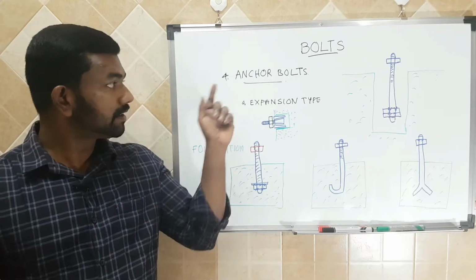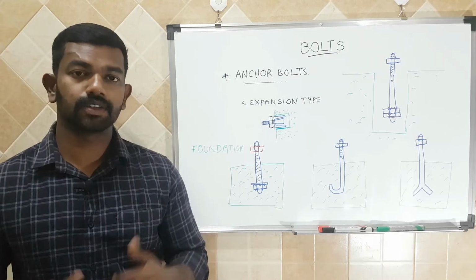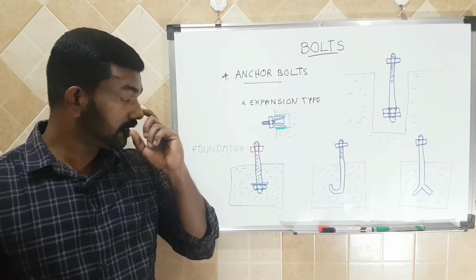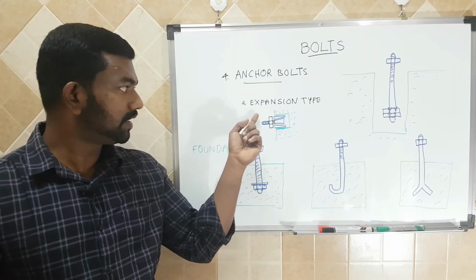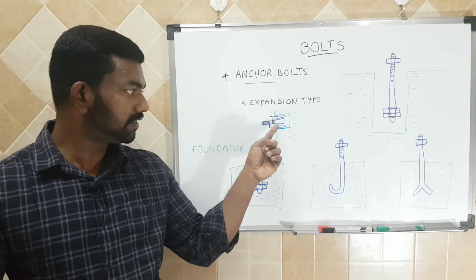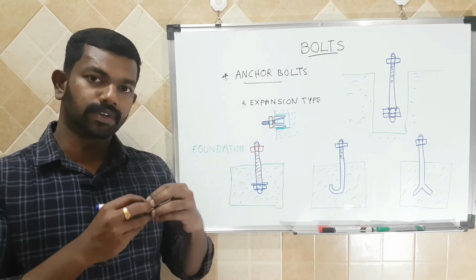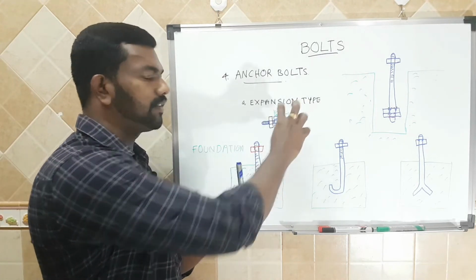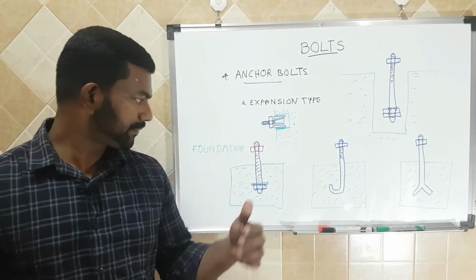Next one is anchor bolts. Anchor bolts are commonly used to fix onto concrete. First you can take a look at the expansion type. As you can see, this is in the tapered position. Once this portion is pulled out, it will expand and lock with the concrete.